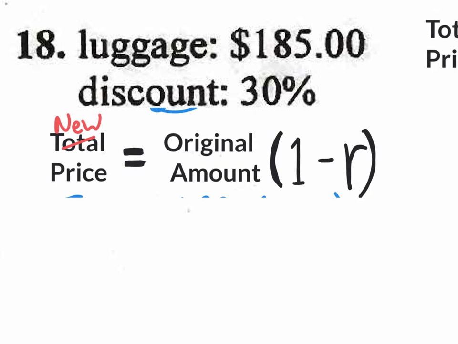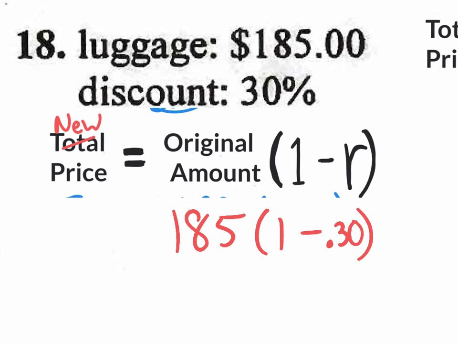Okay, so what's the original amount? 185. We're going to multiply that by 1 minus what? We can't just say 30. 0.30. Now remember, 30% as a decimal, it gets moved 2 spaces to the left, so it would be 0.30 instead of 30%. So to convert a percent to a decimal, you move it 2 spaces over, 1, 2, it's 0.30. That's your decimal.